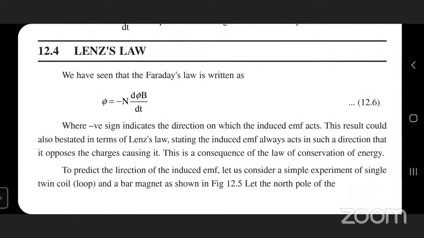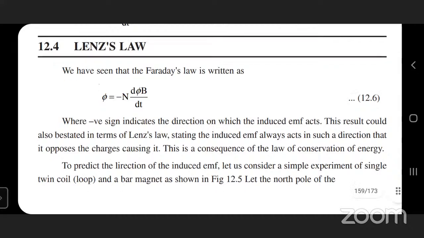Next, Lenz's law. What is Lenz's law? You know this is Faraday's law: EMF equals minus n into d phi B by dt. Here n is the number of turns, and the negative sign indicates the direction in which the induced EMF acts. The induced EMF always acts in such a direction that it opposes the change that causes it. This is a consequence of the law of conservation of energy, and it predicts the direction of the induced EMF.